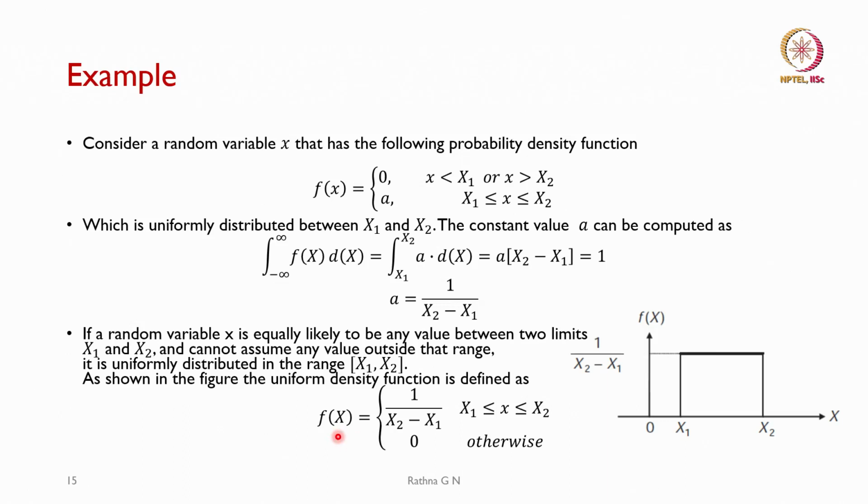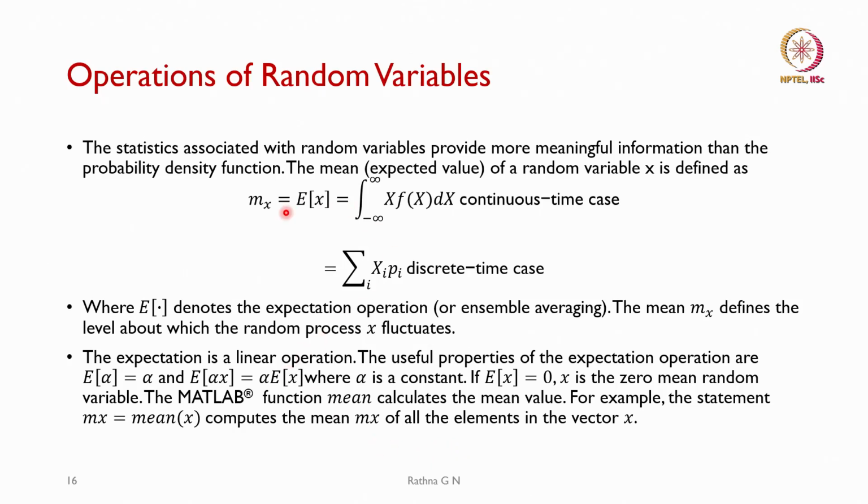Then we call it the uniform density function, defined by f of x is equal to 1 by x2 minus x1 when x is in the range x1 to x2, otherwise it is 0 in the other places. So, coming to some of the operations on random variables, the statistics: the first is the mean, which is nothing but the expected value of x, given by the integral from minus infinity to infinity of x times f of x dx.